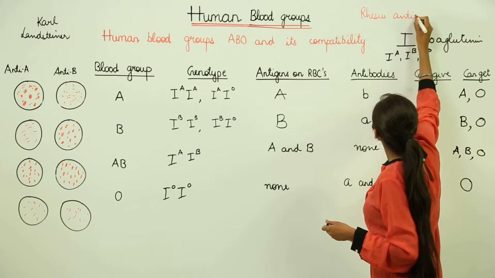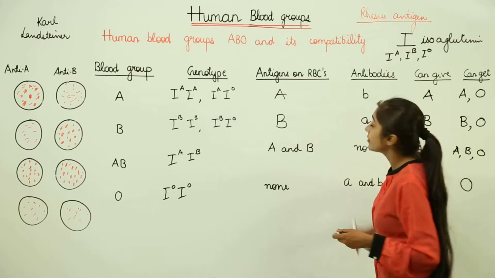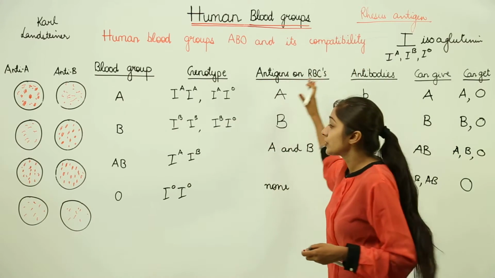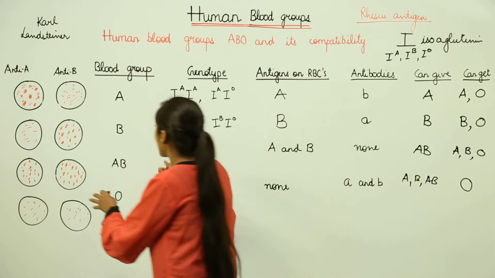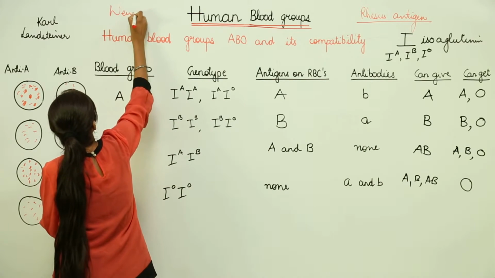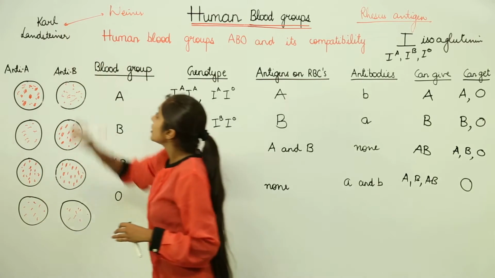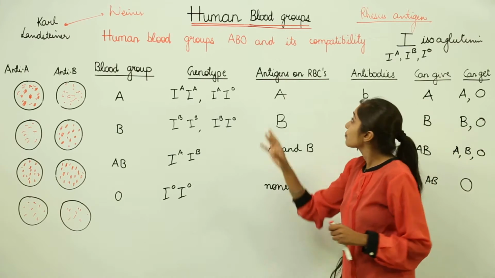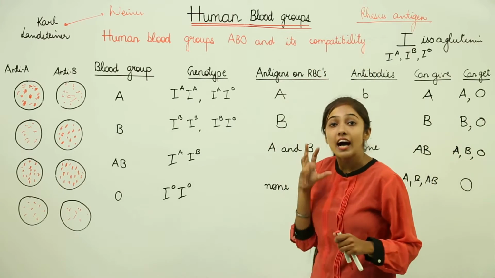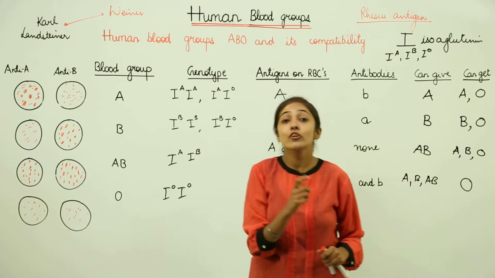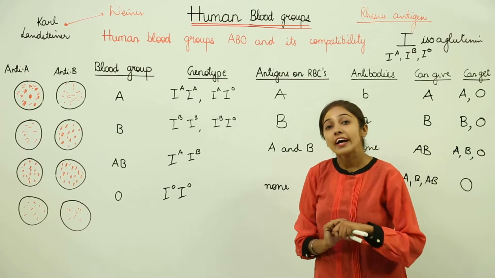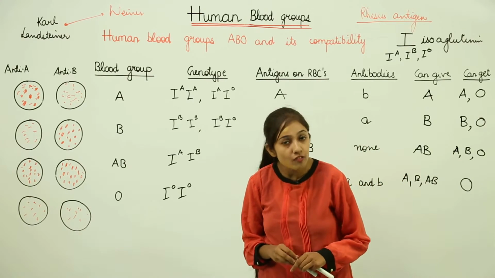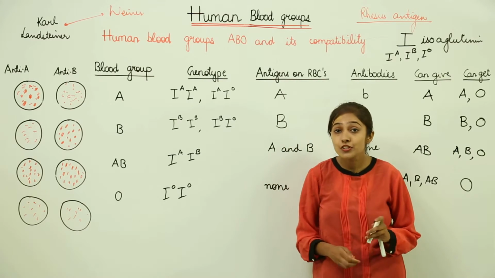Now this Rhesus antigen was actually first of all discovered in Rhesus monkey, that is a common monkey you see. And this Rhesus antigen was discovered by Wiener and Landsteiner. So they discovered this Rh factor, this Rhesus factor, which means that there is this Rh antigen on the RBCs in some persons. We are going to say that if there is availability of Rh antigen, then the person is Rh positive, and if there is no availability of Rh antigen, the person is Rh negative.